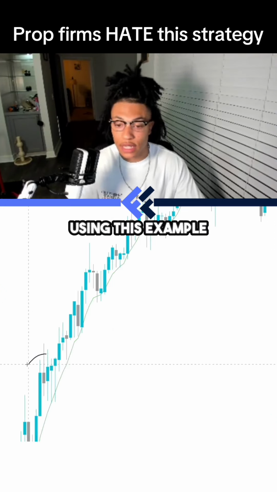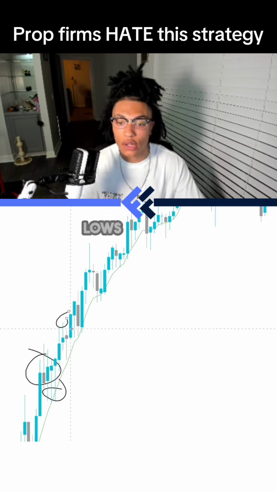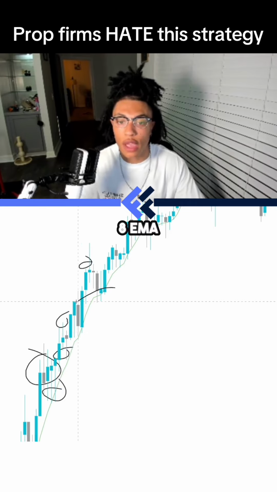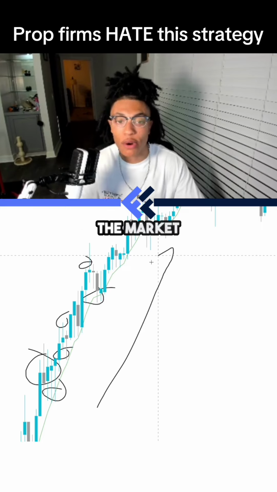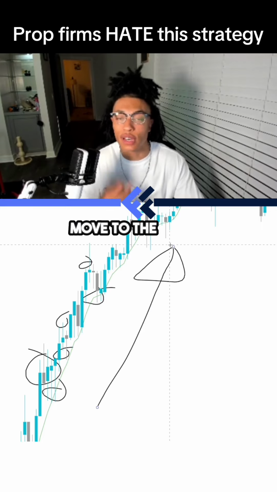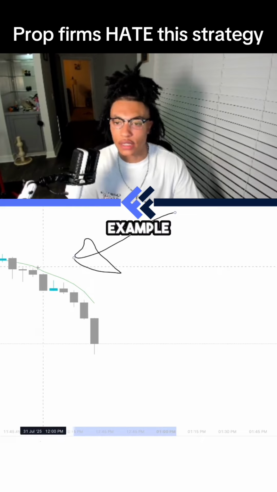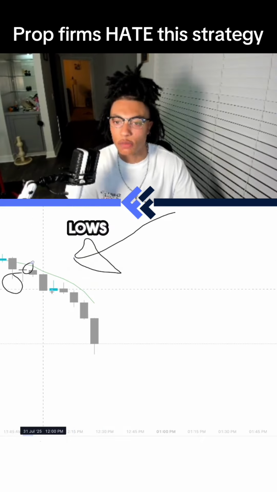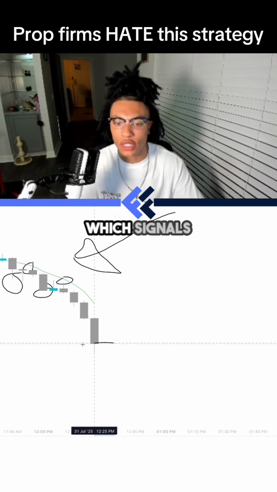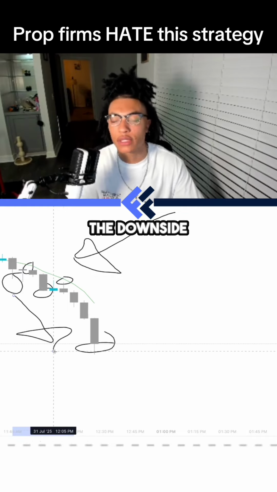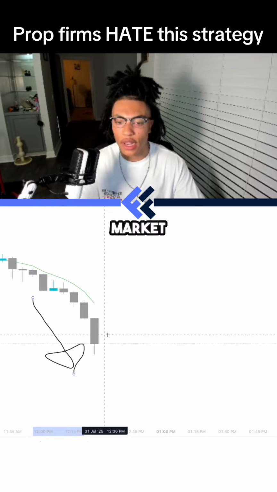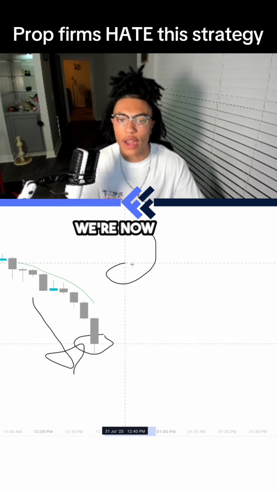Now using this example, we see that higher highs and higher lows are being formed over this 8 EMA. And if we got in at any point in the market, we would have caught a massive move to the upside. Okay, so let's take a look at this example. We have lower highs and lower lows being formed under this 8 EMA, which signals a strong bearish trend going to the downside. And since we know the trend of the market and we see that price is located right here, we're now ready for step 2.